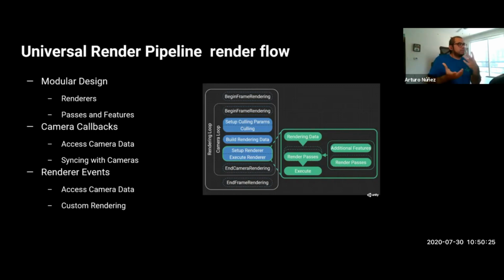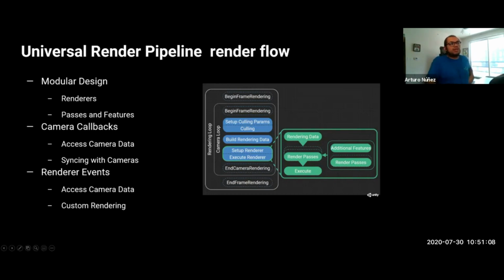So the Universal Render Pipeline, as we were saying, has this modular design. It has renderers, and it has passes and features. You can also register to camera callbacks to get information from the camera. For instance, if the camera is about to render something, you can listen to that event and do something before the camera renders. If the camera is rendering, you can do something during that. If the camera already rendered something, you can do something after. So you have control over those steps, and you can inject into those events.